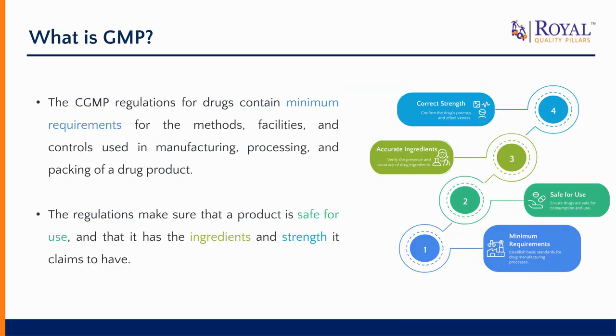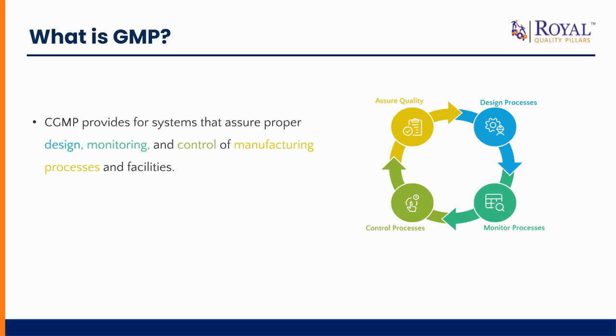GMP, or Good Manufacturing Practice, sets the minimum requirements for how drugs are made, processed, and packaged. It ensures medicines are safe to use and contain the correct ingredients and strength as claimed. GMP ensures proper design, monitoring, and control of manufacturing processes. This helps maintain consistent quality and ensures products meet required safety and quality standards.